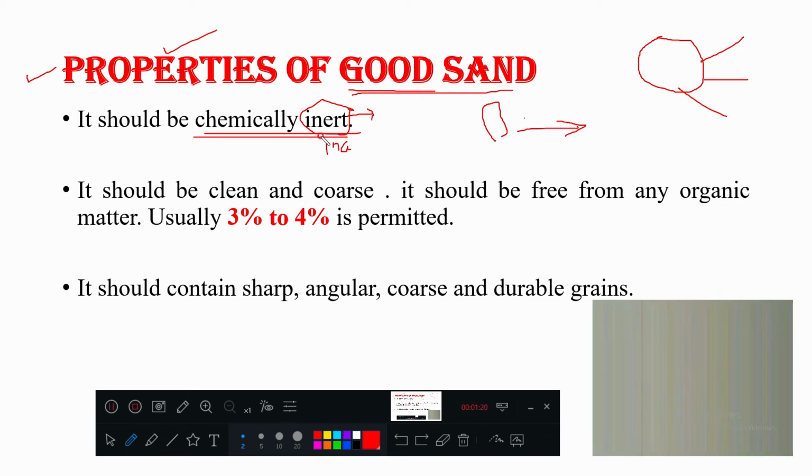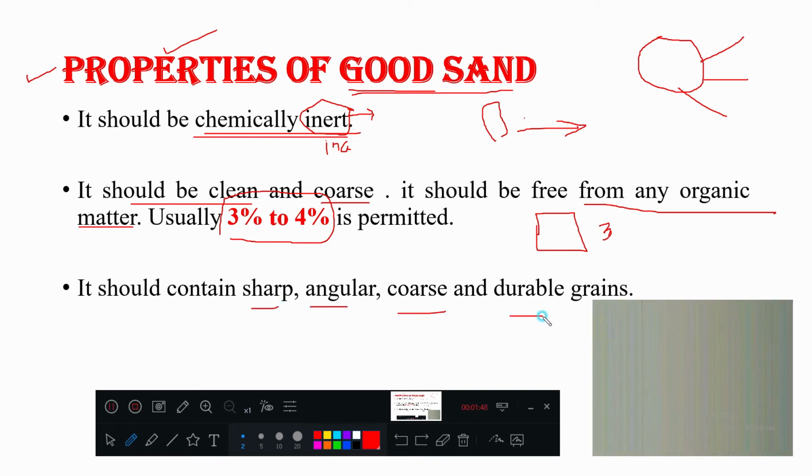Okay, chemically inert. It should be clean, it should be coarse, it should be free from organic matter. Usually the percentage of organic matter permitted is 3 to 4%. If you are taking 100 kg of sand and 3% organic matter is there, then it is no problem. Okay, 3 to 4%. It should contain sharp, angular, coarse, durable grains.